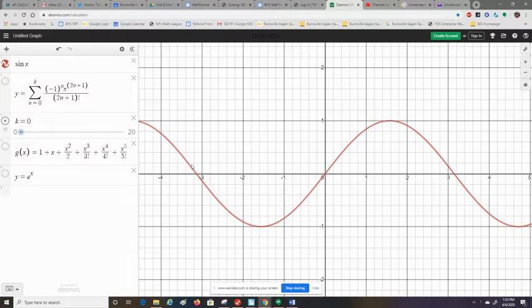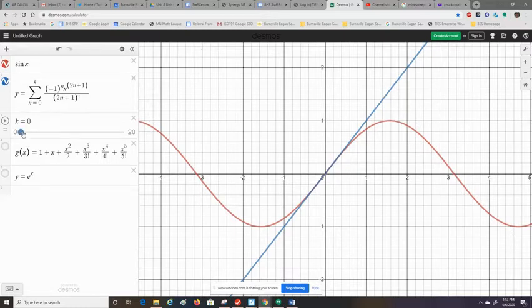Right now, you're looking at the graph of sine of x. And when I turn this one on, this is the series that we found yesterday. The -1 to the n is making it alternate between positive and negative. And then we've got odd powers of x and then odd factorials, x to the first and then third and then fifth and then seventh. And the same thing, factorial on the bottom. So what we're looking at right now is a first degree approximation, a linear approximation.